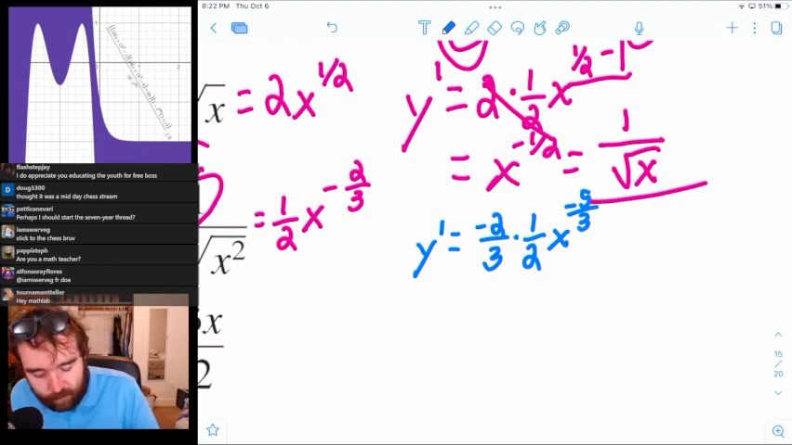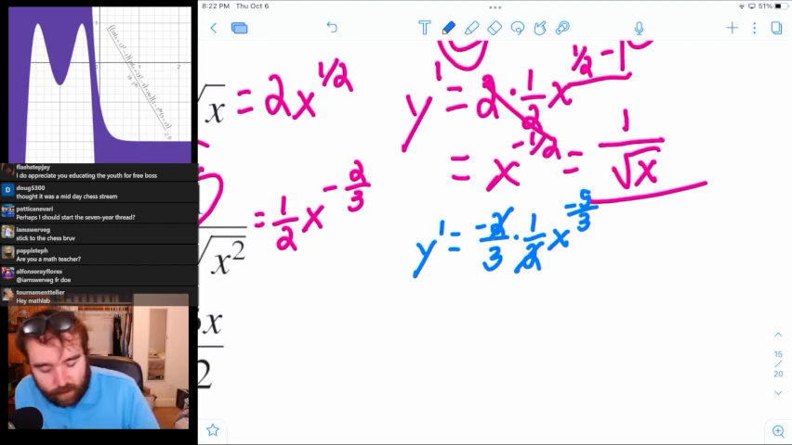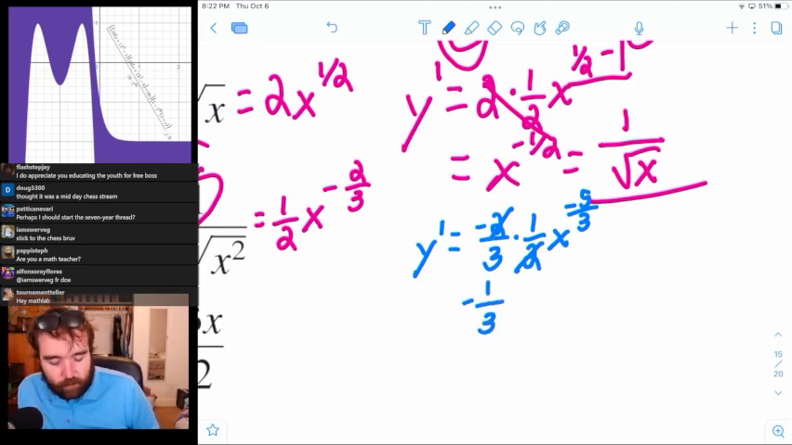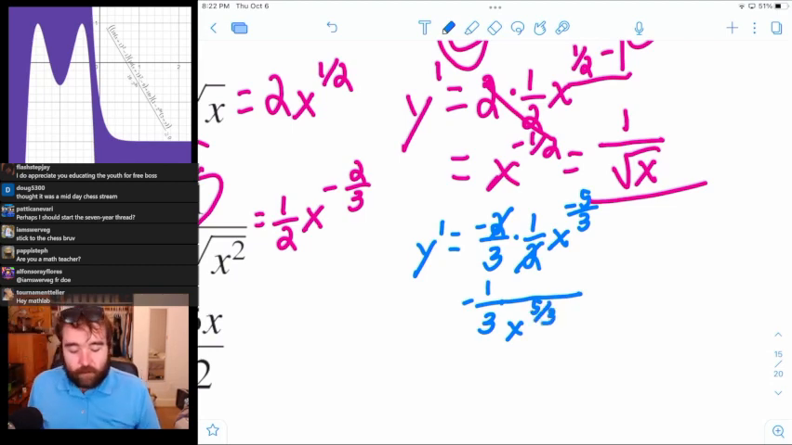So how is this going to simplify? Well, first off, the 2's are going to cancel. And then look at what we've got going on with the x's. So for now, negative 1/3. And then we'll go ahead and deal with this, as it's a negative. So let's go ahead and move it to the bottom. So x to the 5/3.